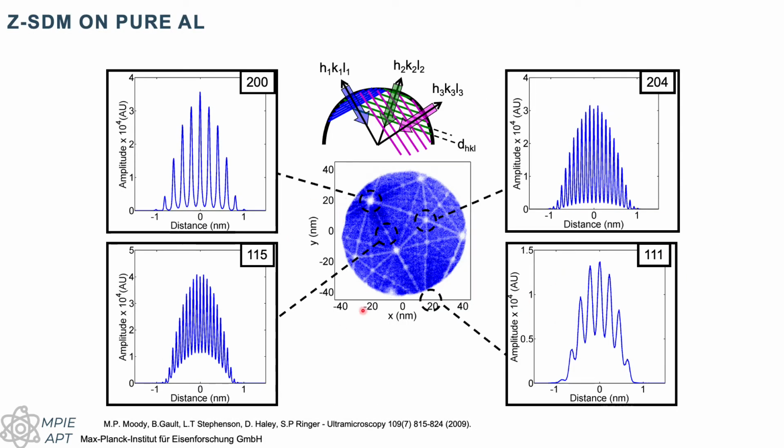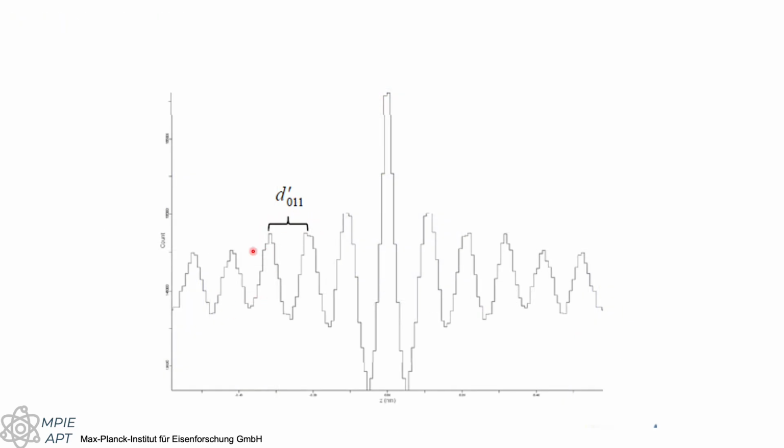So if I get back to this pure aluminum data set and do an SDM, or a spatial distribution map, on these different poles, I can see these different sets of planes. And then looking at the distance between 2 peaks gives me the interspacing, so the spacing between the planes, the distance between the planes on average.